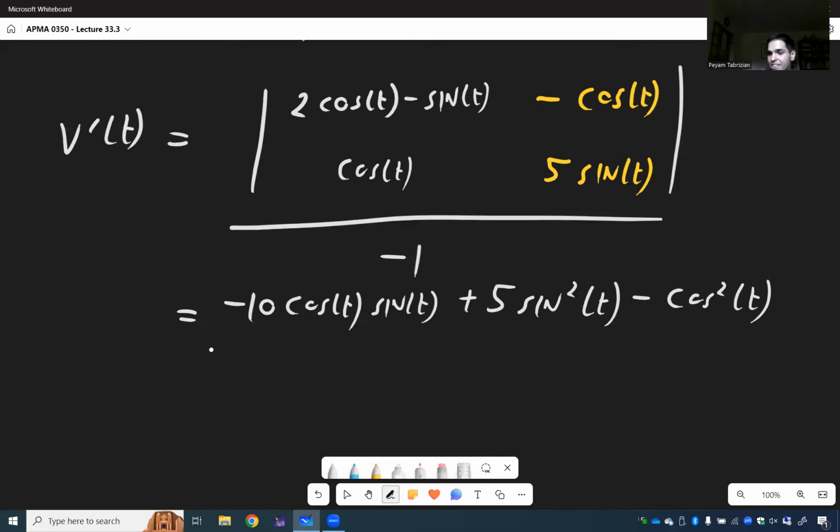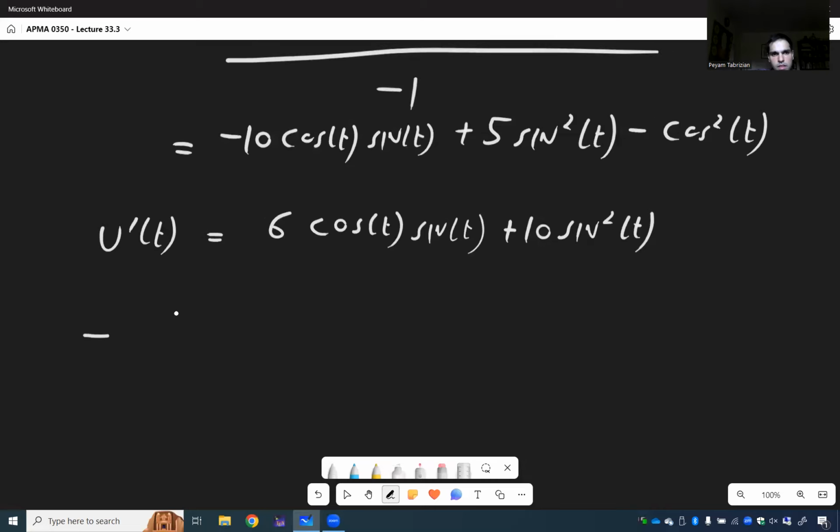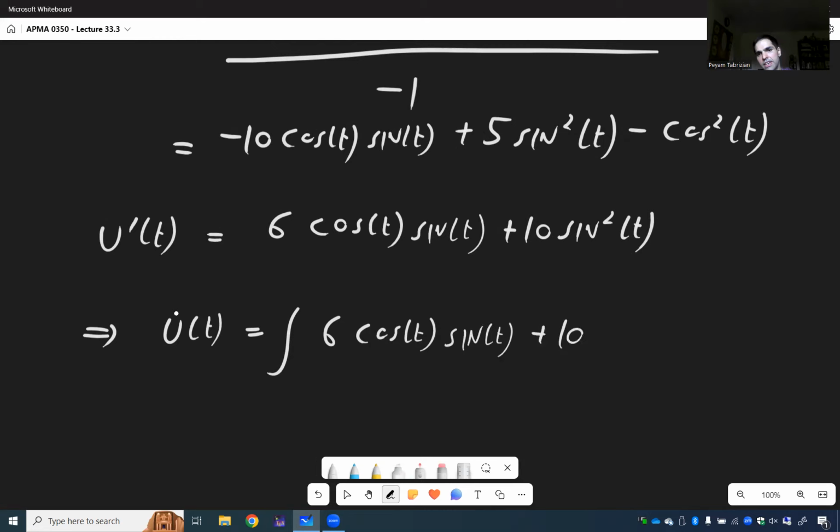Okay, unfortunately, we need to integrate all this. So remember, u prime of t was 6 cosine t sine t plus 10 sine squared t. And so you integrate, u of t is the integral of 6 cosine t sine t plus 10 sine squared t dt.